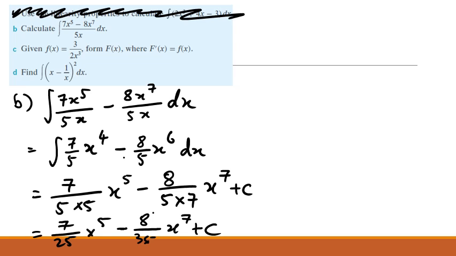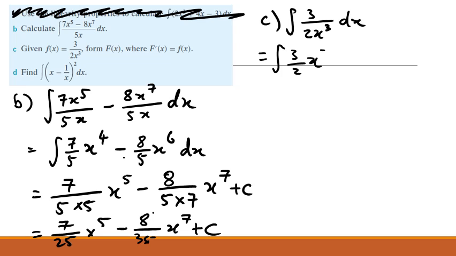Fairly straightforward, yeah. Now, C, you need to do a little bit of manipulation. We want to find the integral of 3 over 2x cubed. What do we need to do first to make our lives easier? What do we do whenever we have the x on the bottom? We always have to convert the x to put it on the top. So we just change it to a negative.